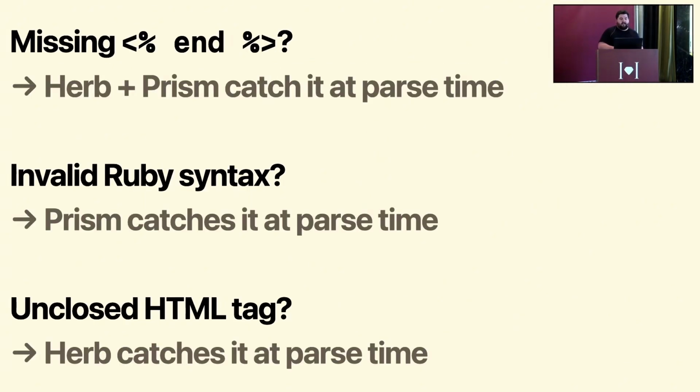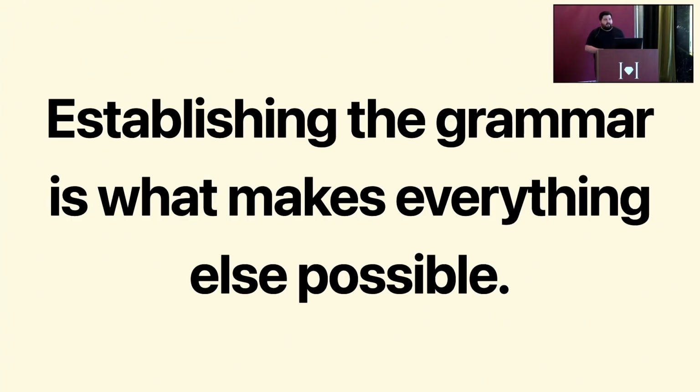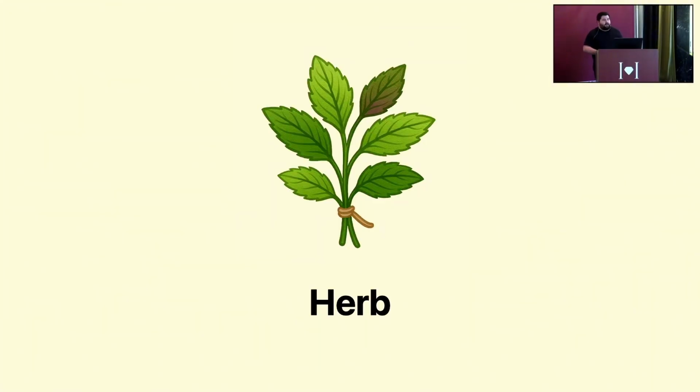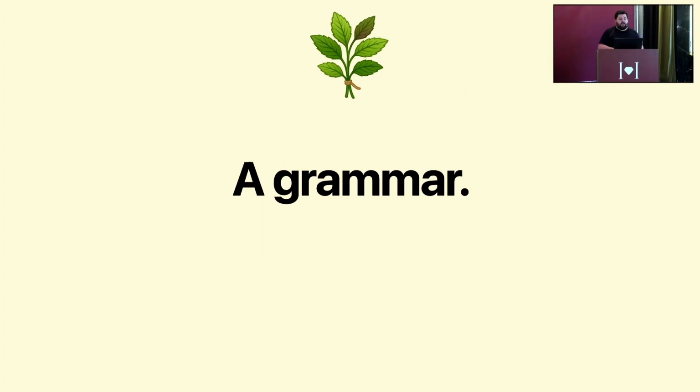So if you have a missing end tag, it will be caught by these tools. If you have invalid Ruby inside these tags, Prism can catch that. And if you have invalid HTML, Herb can catch that. So establishing this grammar is pretty much what makes all of these other things on top of it possible. And that's what Herb is. It brings these two things together that didn't exist before. So it defines the syntax, the rules of how these HTML ERB languages interleave, how they nest, how they relate to each other.